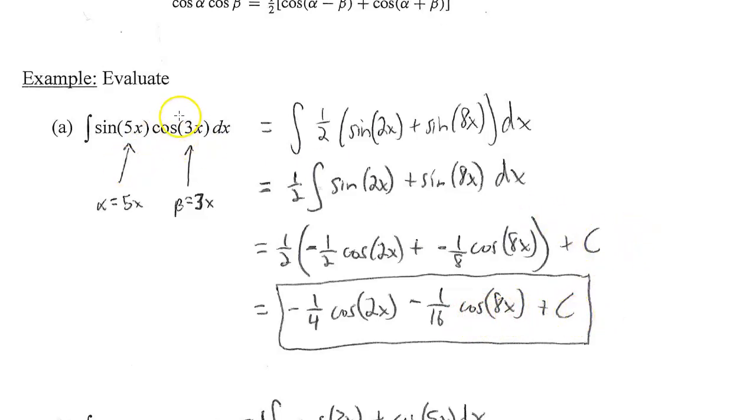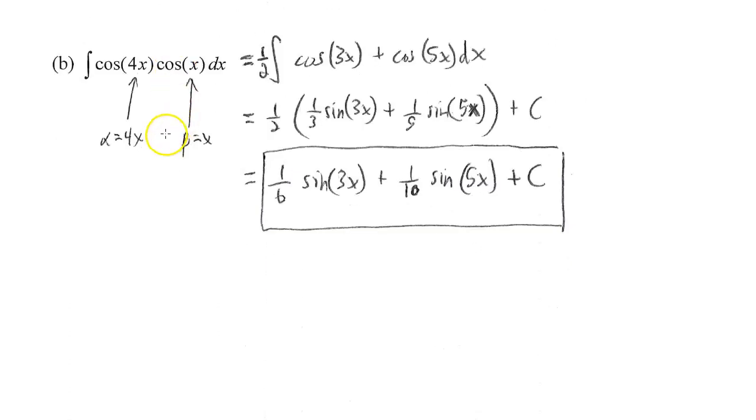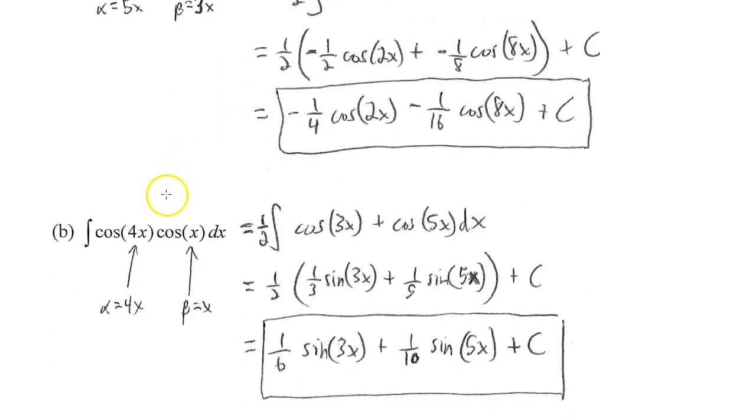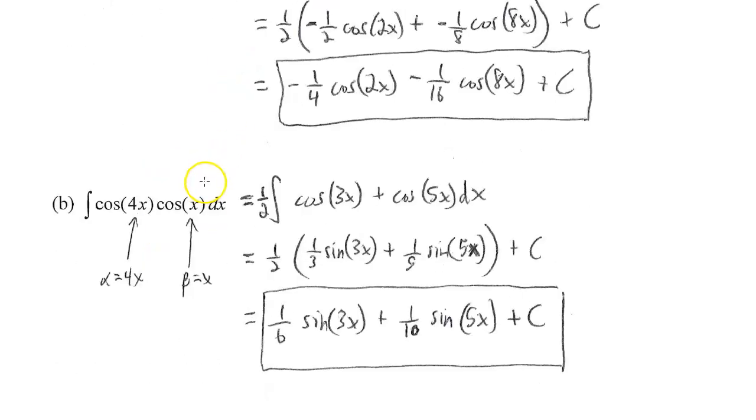Okay, so that's how we use those identities. So let's actually do one more. Okay, what would be the integral of cosine of 4x times cosine of x? Okay, well, notice this is the identity we're going to use. Cosine of alpha times cosine of beta, because we have a cosine times cosine. In this case, the alpha is 4x, and the beta is just x.